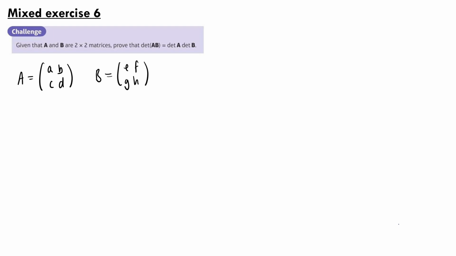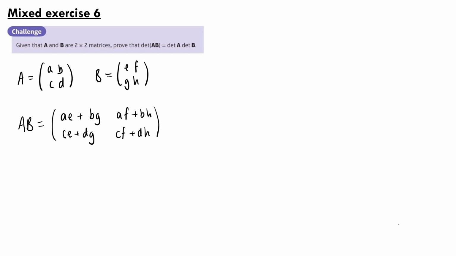Okay, and now just working out what A times B is. So you should get that as AE plus BG, and then AF plus BH, CE plus DG, and CF plus DH.